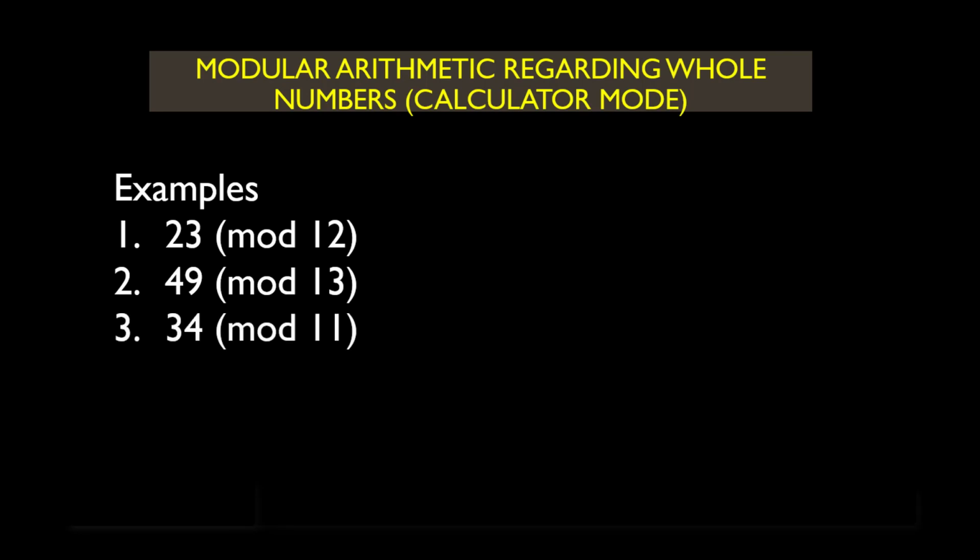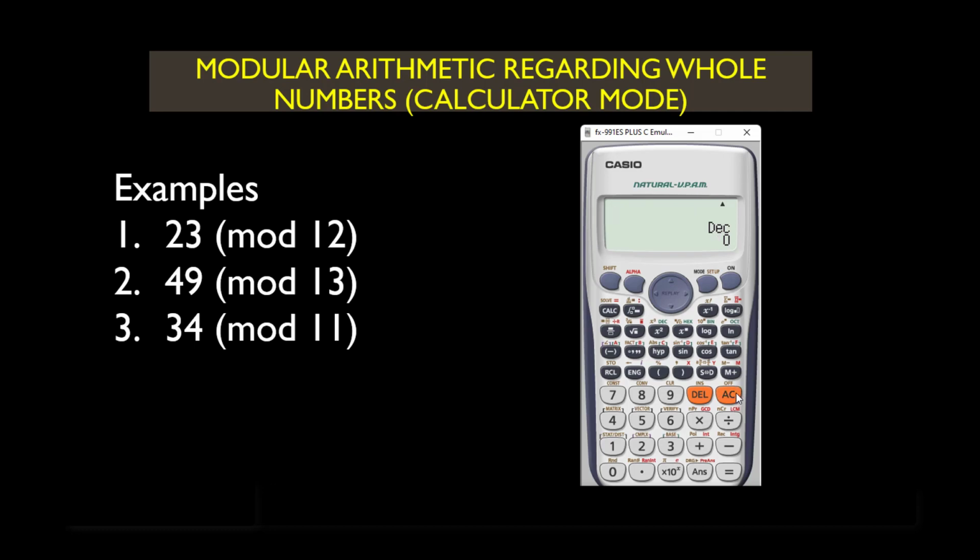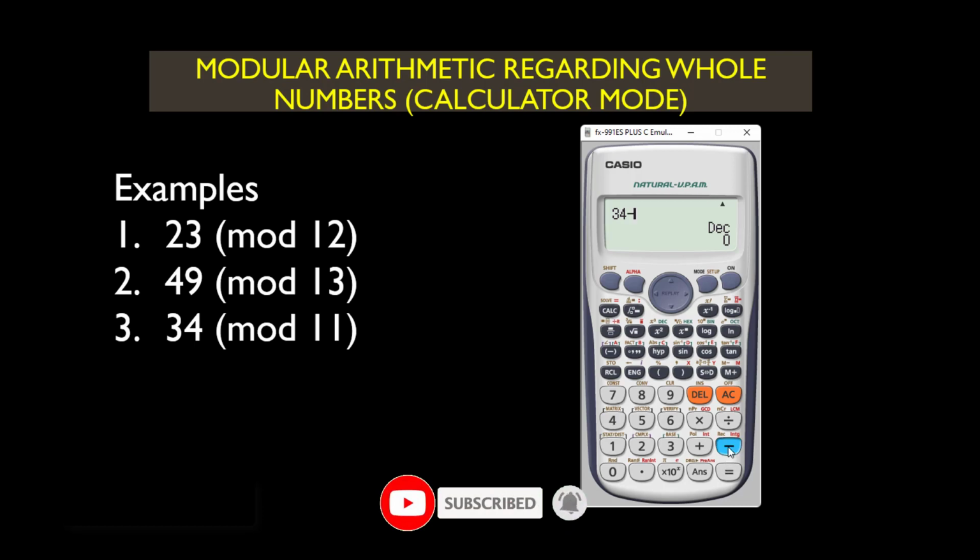34 mod 11. Let me press the AC key once again, and then I'll type 34 minus 34 divided by 11 times 11. What does that give us? 1. So in other words, when you divide 34 by 11, the remainder is 1. So the result of this operation, 34 mod 11, is simply 1, as you can see here.